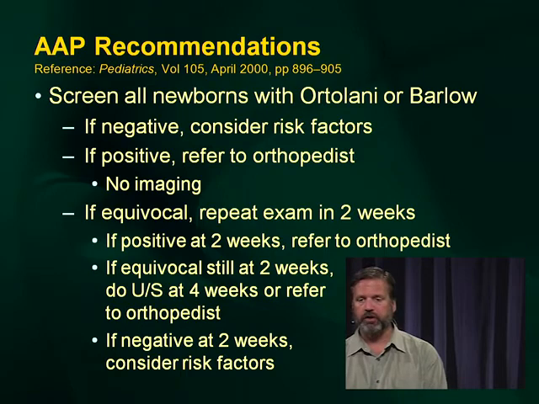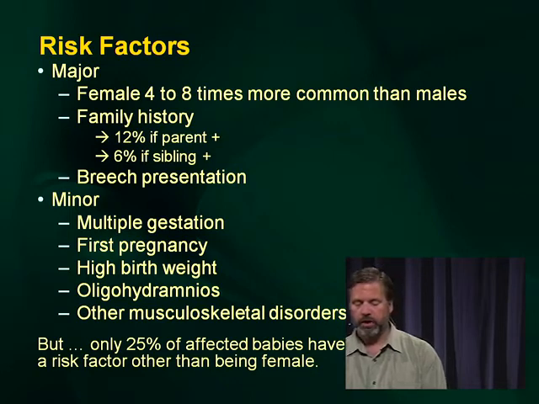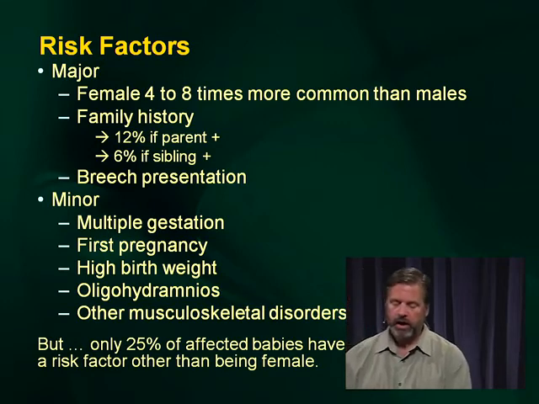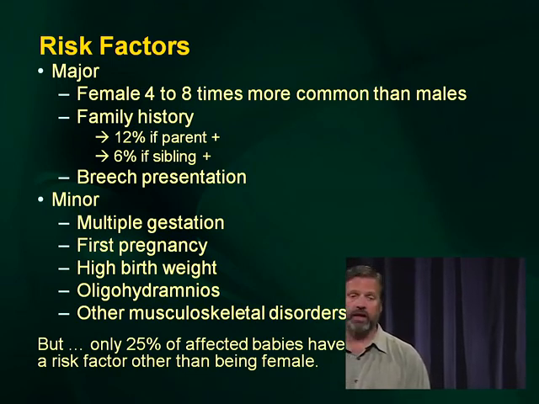And the biggest risk factors are the breech presentation, which was mentioned in the history. But others are being female, 4 to 8 times more common, having a family history, especially if your mother had it and you're a girl, that leads to concern. The breech presentation I talked about, multiple gestation, first pregnancy, high birth weight, oligohydramnios, and any other associated musculoskeletal disorder. But I put at the bottom just to remind you that only 25% of affected babies have any risk factor other than being a female. So although these risk factors are important to know and pay attention to, 75% of the babies aren't going to have any of them.